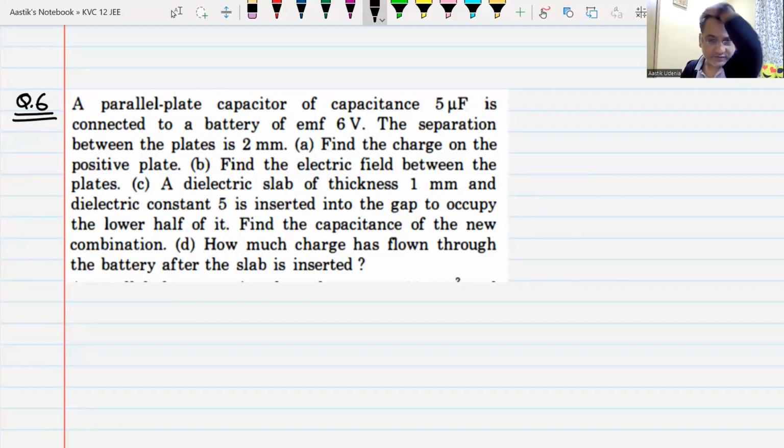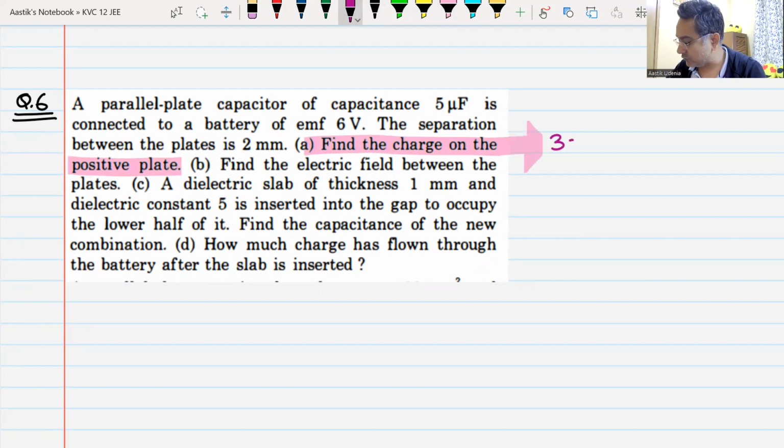Yes, I think I have answers. Tell me. First is 30 microcoulomb. First is find the charge on the positive plate, and the charge on the positive plate is Q equal to C into V, and the answer is 30 microcoulomb. Everyone got this answer? Yes or no? Yes, sir. Next is find the electric field between the capacitor plates. You have to find out the value of electric field. What is the answer?